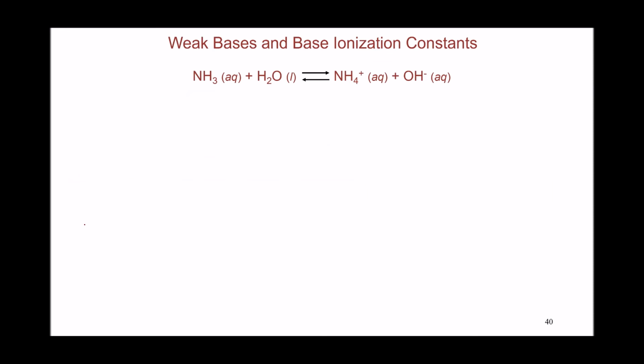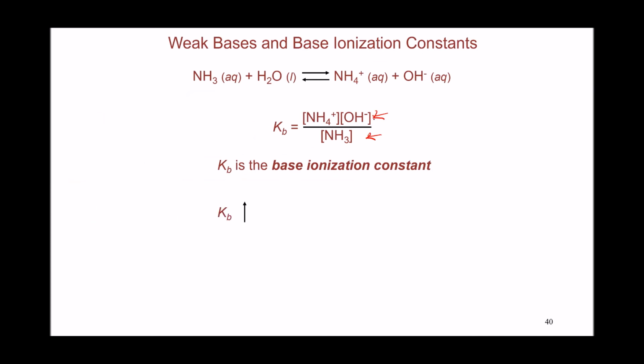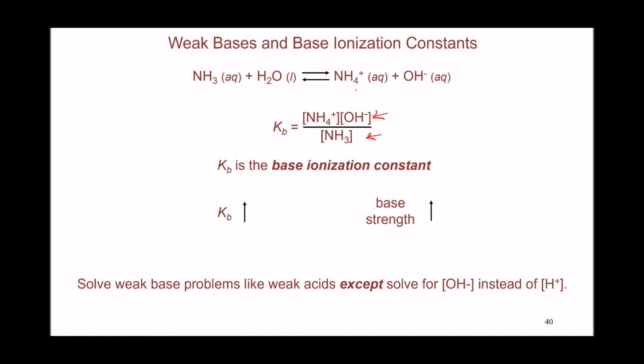So that example here, the ionization of ammonia, is an equilibrium reaction with an equilibrium constant of this expression right here that is called the base ionization constant. And again, it's basically the ratio of the concentration of the ions to the concentration of the base itself. And again, it's going to be a measure of the strength of the base. The larger the ionization constant means you will have more hydroxide ions in solution, which will make the base stronger. And we will do the same problems like we did weak acids, except we are solving for hydroxide ion concentration in this case.